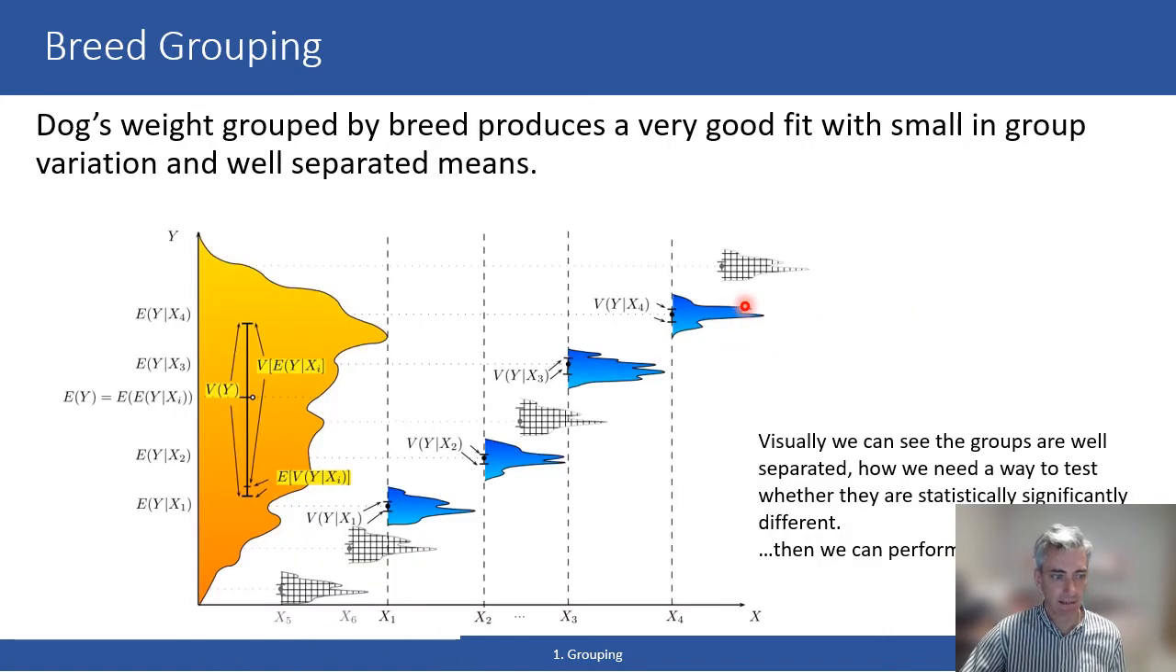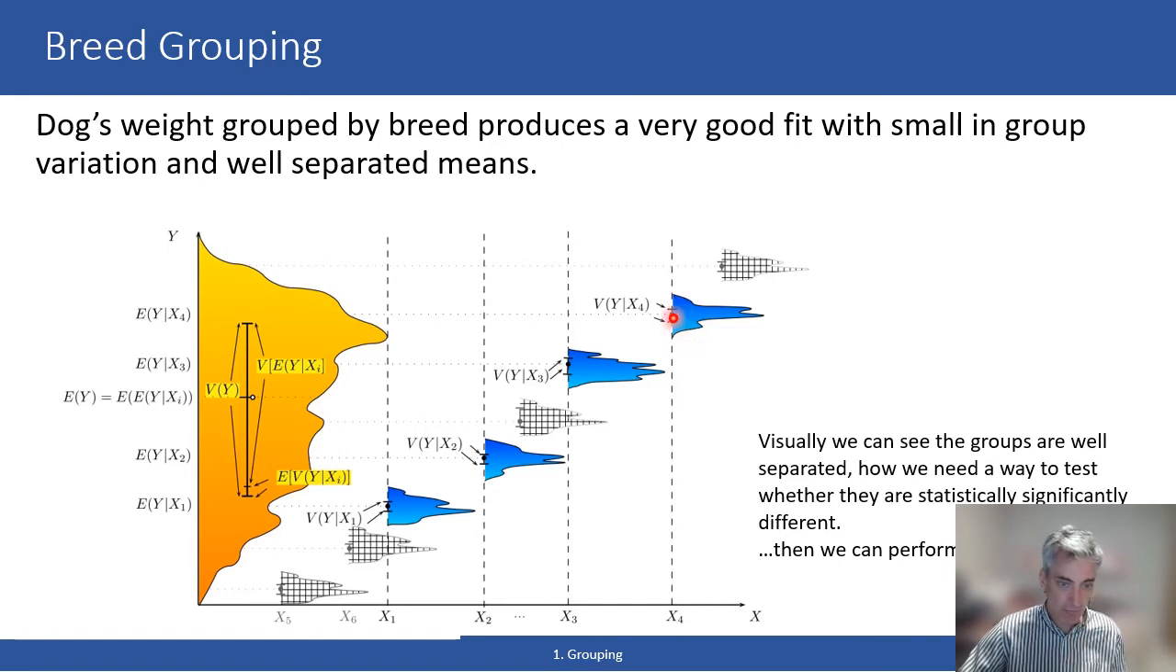A better way, however, would be to group them by breed. So at the bottom here, we have a very small breed, maybe like a Chihuahua or something. And then we have a slightly bigger breed, maybe like the breed of my dog, maybe a Maltese. And then something slightly bigger, a sheepdog maybe. And then maybe a Rottweiler or something at the heavier end of the scale. And within the breed, the distribution of weights is quite small. So we have a very small in-group variation.